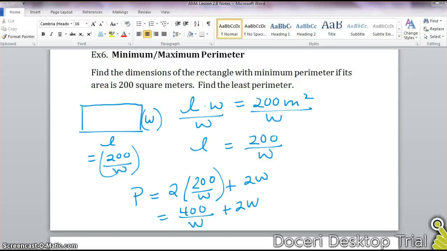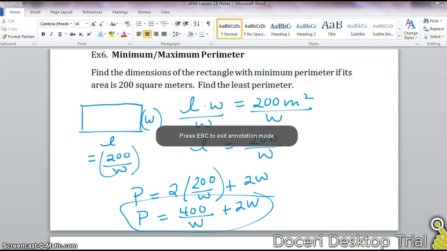I'm going to use my graphing calculator, and I'm going to graph this function so that we can solve for W here, which is the width. And we'll also see values for the perimeter for the different widths as well. So we're going to put this in our graphing calculator and we'll see what happens.